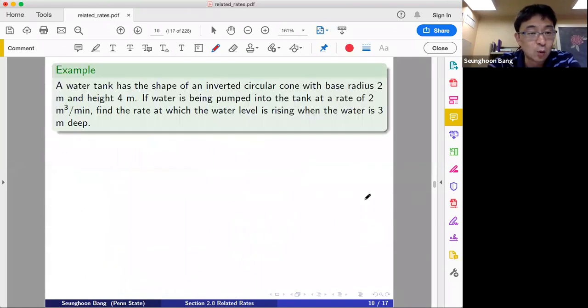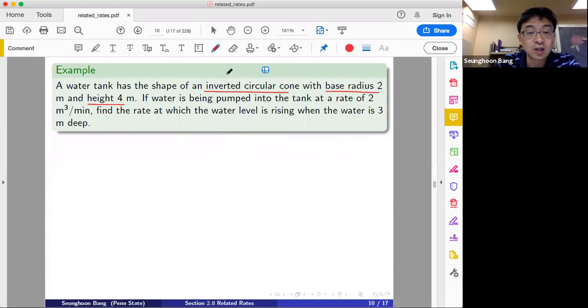Here, the water tank has the shape of an inverted circular cone. So we have the inverted circular cone with the base radius 2, the height is 4. If water is being pumped into the tank at a rate of 2 cubic meters per minute, find the rate at which the water level is rising when the water is 3 meters deep.